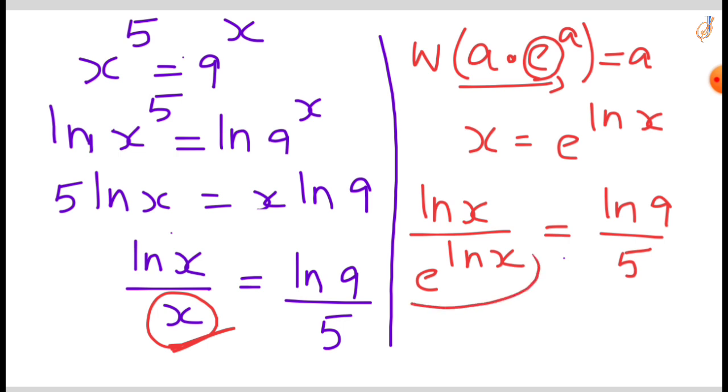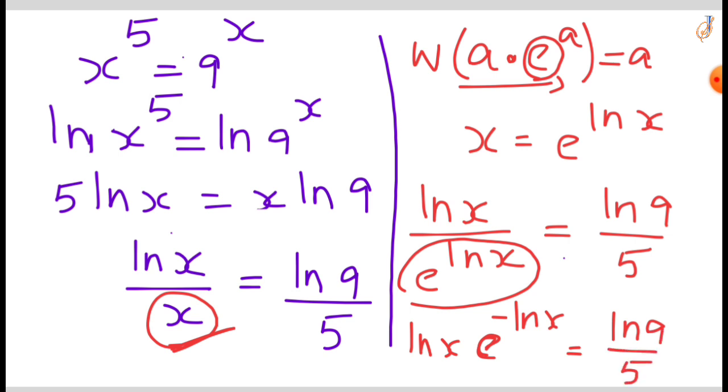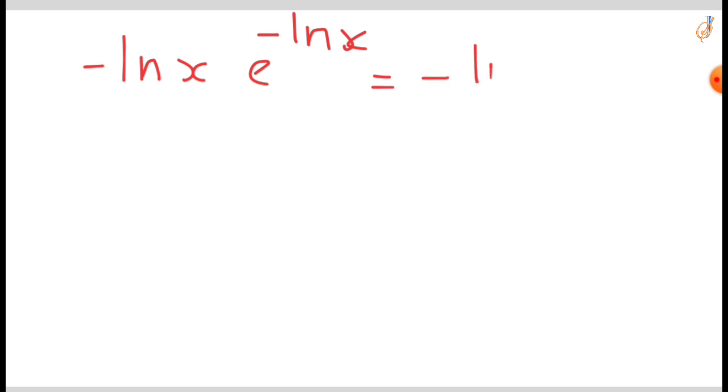So actually it is in the denominator. We need to take it to the numerator. So then it becomes ln x times e power minus ln x equal to ln 9 over 5. In the Lambert function we have e power a, but here e power a is in negative form. So that's why we multiply both sides by negative 1. Then minus ln x times e power minus ln x equal to minus ln 9 over 5. So now it is in the form of a times e power a.